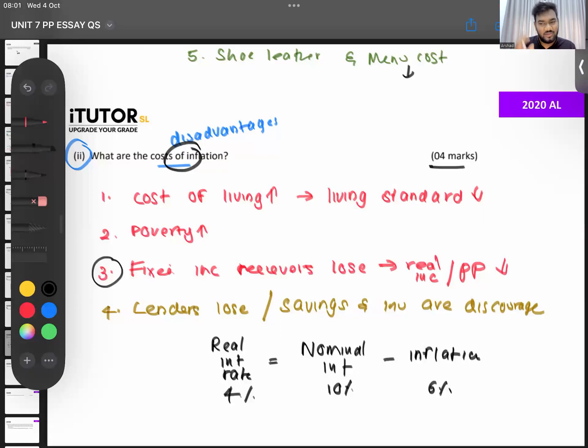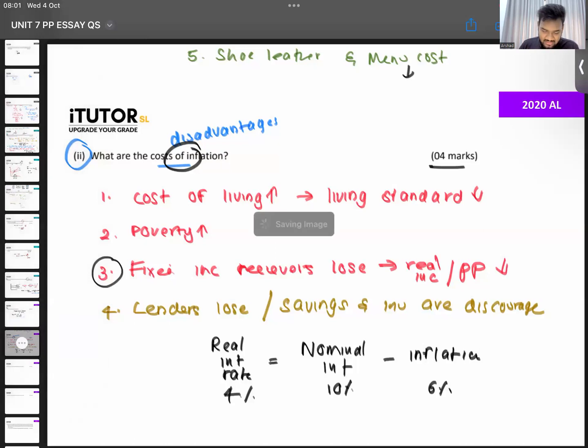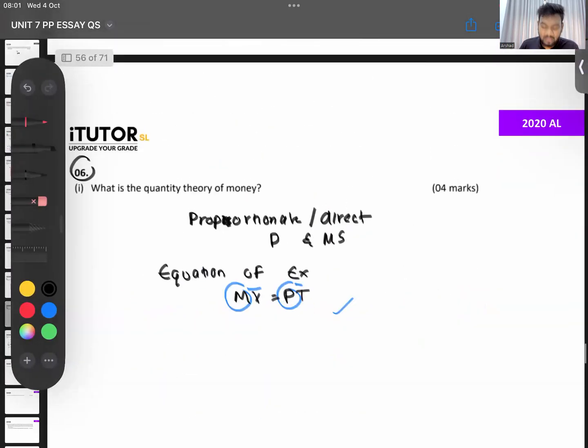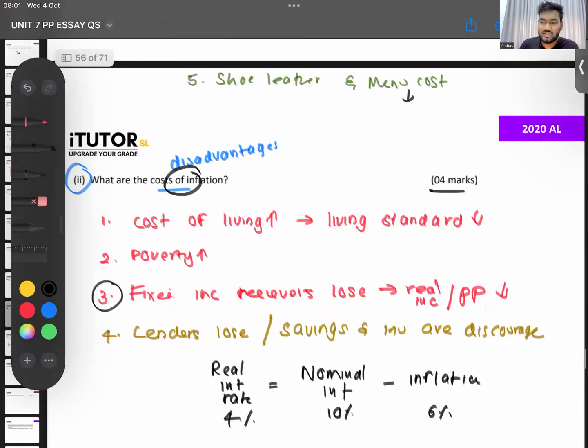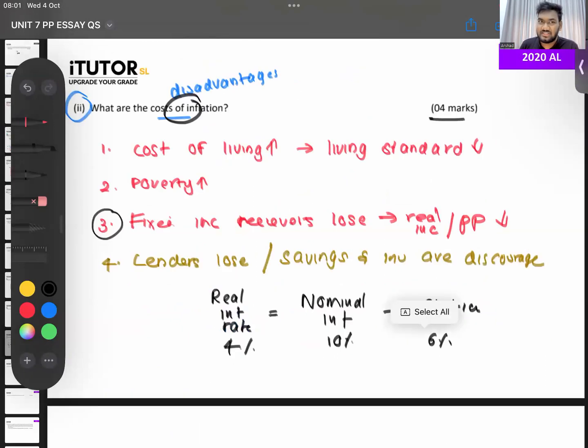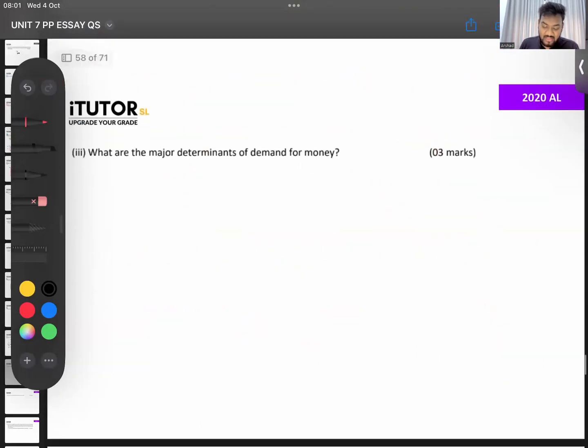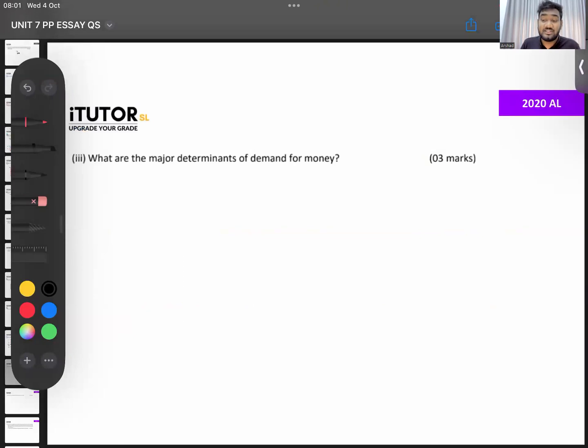Yes, negative effect on exports. Your export competitiveness comes down. Okay, that's also a very easy one. So see, question number 1 on quantity theory of money. Question number 2, cost of inflation. Very direct and easy question. Then question number 3. What are the major determinants of demand for money? So what are the determinants?